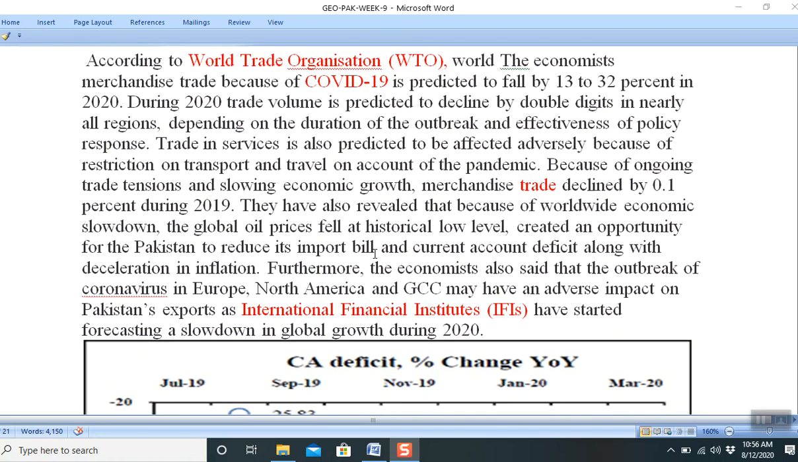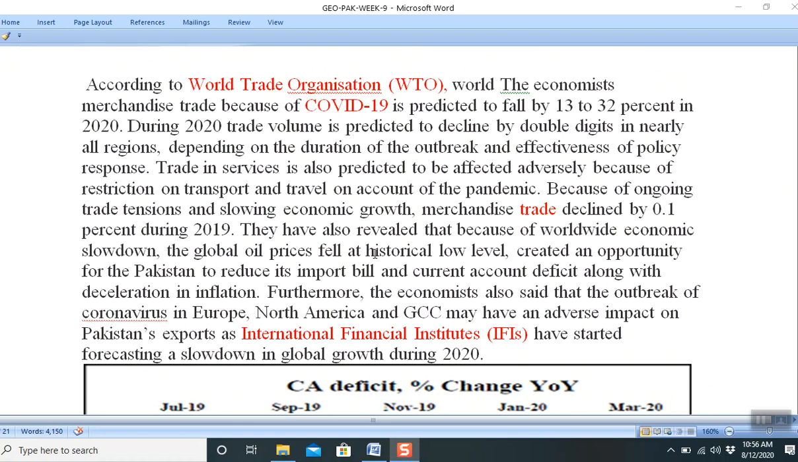Okay. Here it is. I think that it is enough. Then after this, we will see how Pakistani imports and exports may further be increased. Thank you.